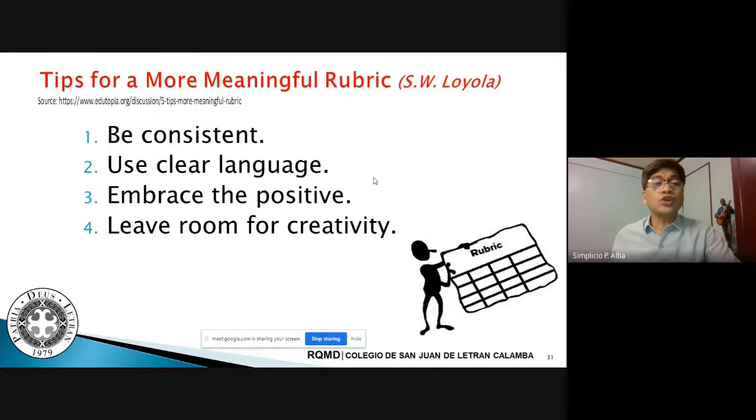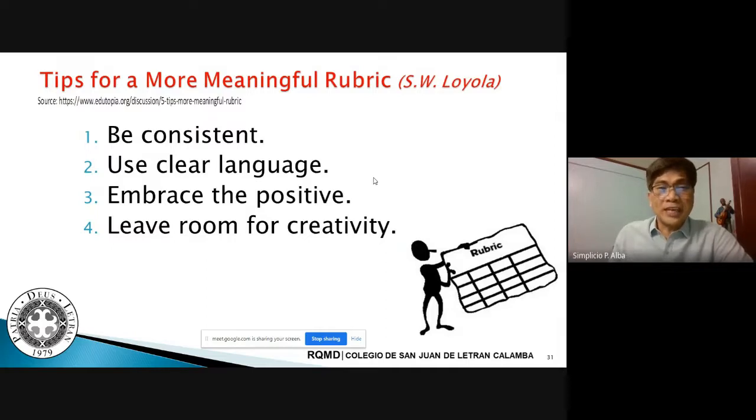Number 2, use clear language. In many instances, using jargon can rub your readers the wrong way. Thus, if you use jargon on the rubric, your students might not understand it. It is really important that you keep your expectations and criteria for measuring them clear.